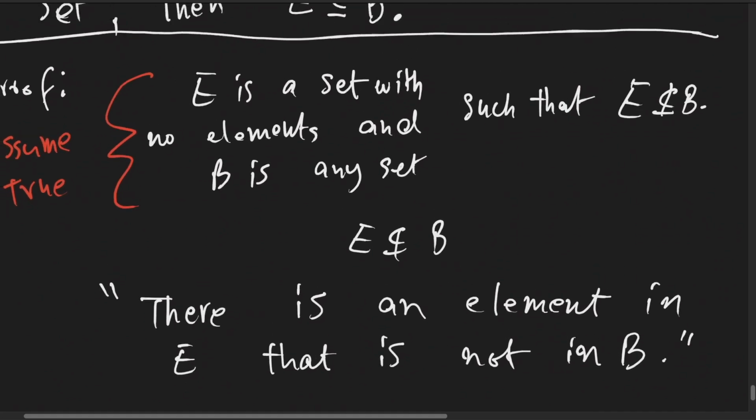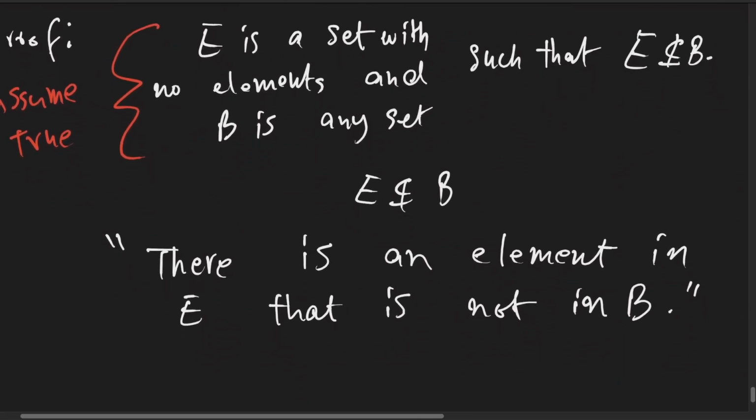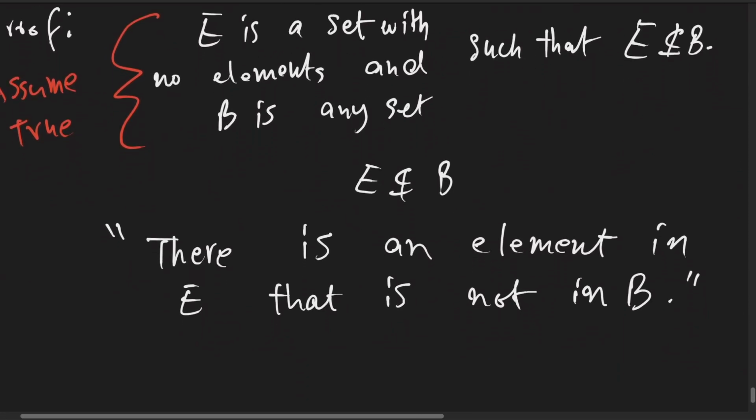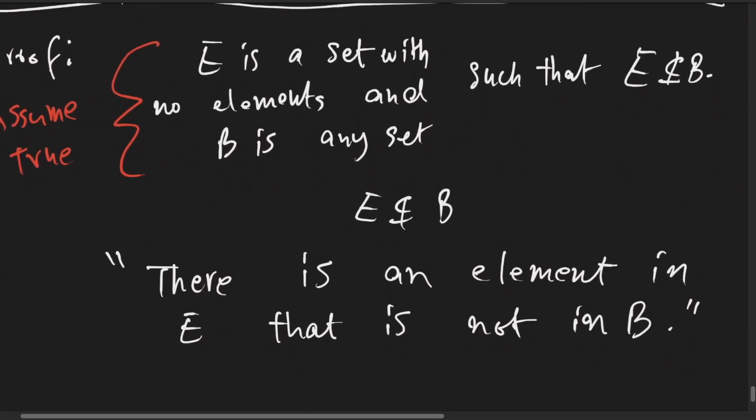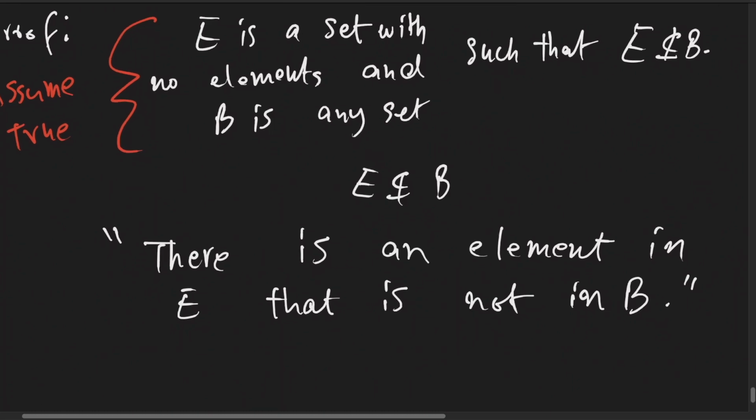But in our assumption, we assumed that E is a set with no elements. Here we're saying that there is an element in E. Of course, E can't both have elements and not have elements at the same time. It's either empty or it's not. So we've deduced a contradiction: E is a set with no elements, and there is an element in E.